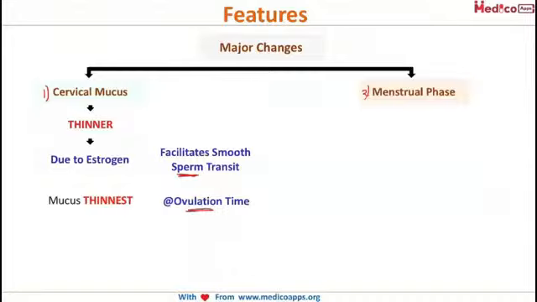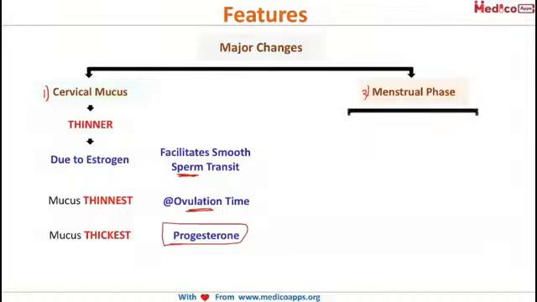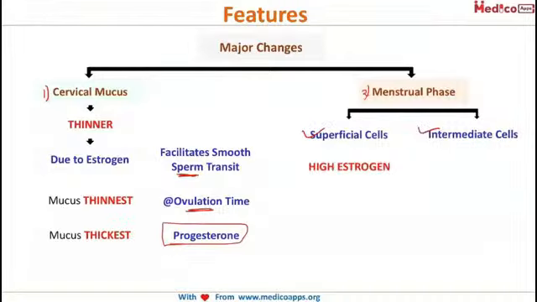Now, after this occurs, the cervical mucus becomes thick because it is under the influence of progesterone, and we know that finally it becomes very thick when there is pregnancy and forms something called the mucus plug, right? When we talk about the menstrual phase, there are two types of cells. These are the superficial cells and the intermediate cells. The superficial cells show high estrogen activity, whereas the intermediate cells show high progesterone activity. Now, these are the cervical changes that occur in the menstrual cycle.